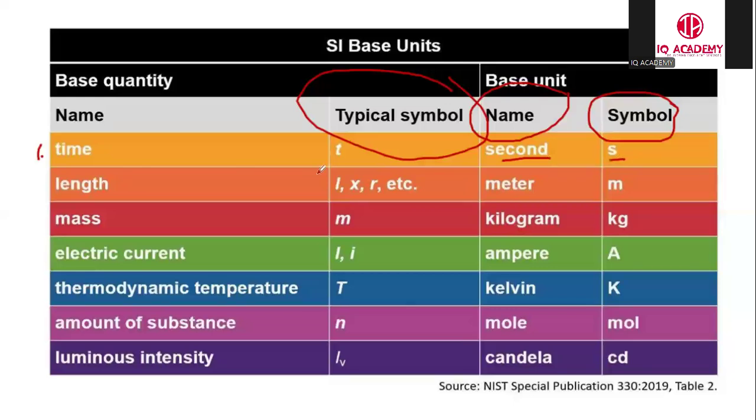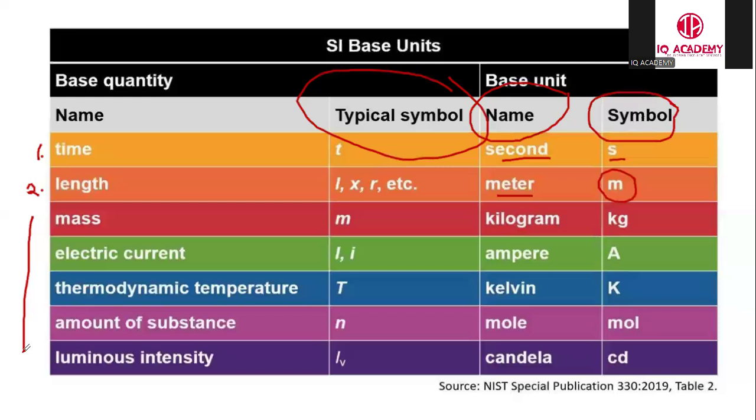Then we have length as our second SI unit. This length can be represented by quite a lot of letters. We can represent it by L, some represent it by x, some by r, some by s. So what do we use to measure length? We use a meter, and the meter is represented by the small letter m. And then we have all these others here.